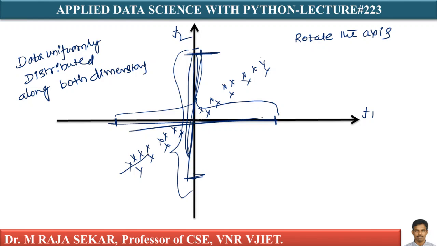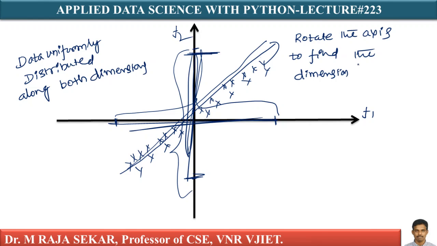Where you have spread in this direction, you have spread in this direction, so that you must rotate the axis to find the dimension, otherwise I can say feature, dimension or feature, which contains maximum information, isn't it? I must rotate the axis.